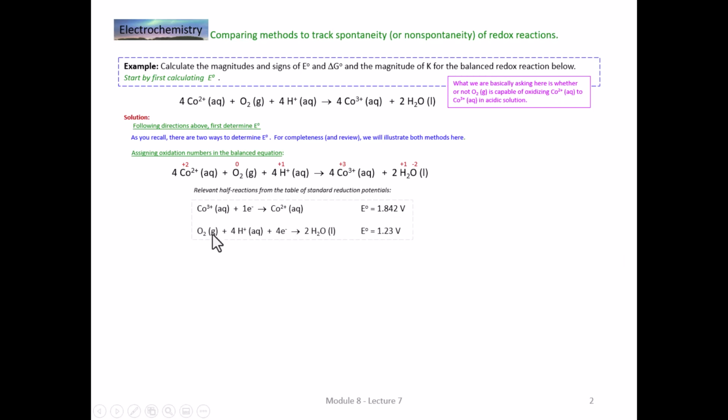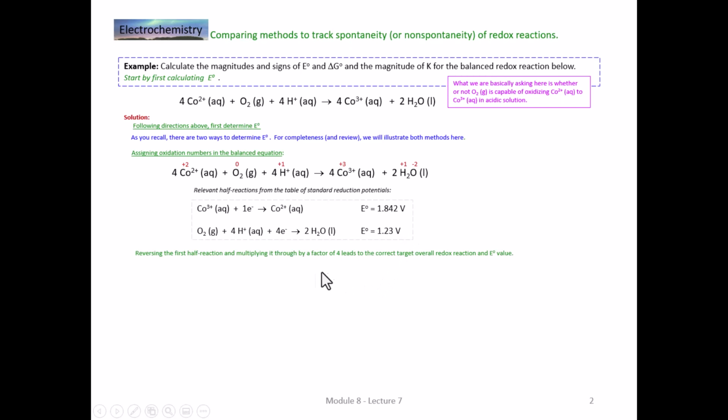If I find the reduction relevant for oxygen that involves oxygen, 4 hydrogen ions, and 2 water molecules, this is what you'd find on the table of standard reduction potentials. And the E0 value read off the table is plus 1.23 volts.